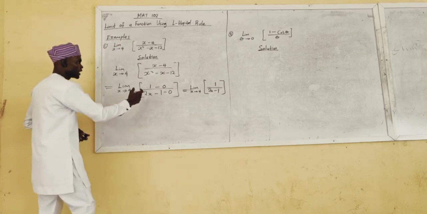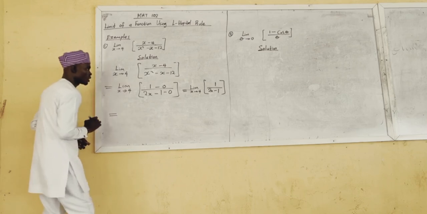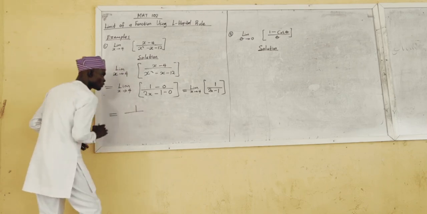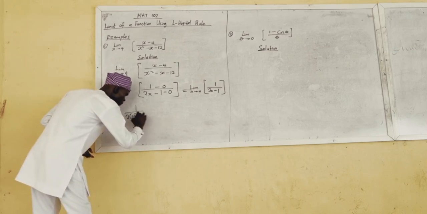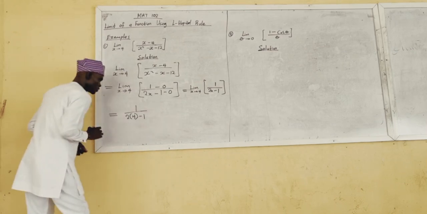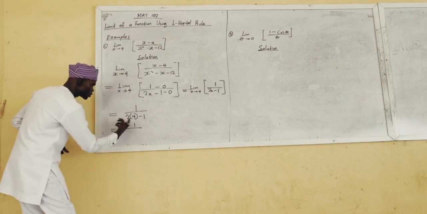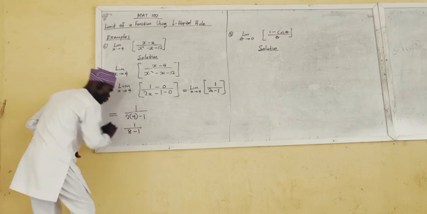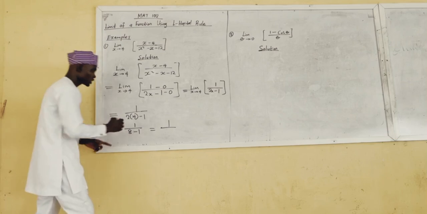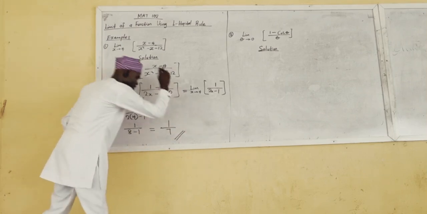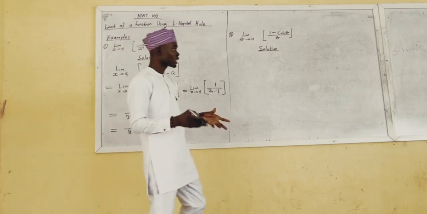So now, by substituting the value of x naught, which is 4, into the expression, we are going to have 1 over 2 bracket x, which is equal to 4, minus 1. So in that case, we're going to have 1 over 2 times 4 gives us 8, minus 1. Okay? And this is equal to 1 over 8 minus 1, which is equal to what? 8 minus 1 gives us 7. And that is the last answer. I believe you understand. Now moving forward to question number 2.